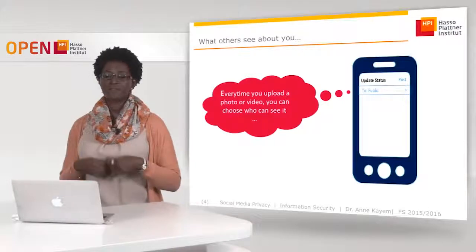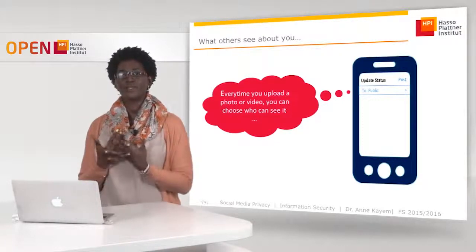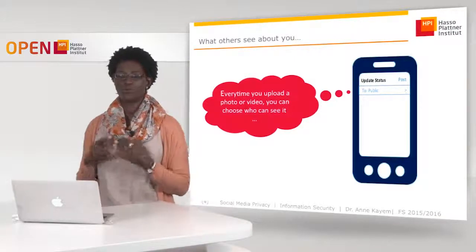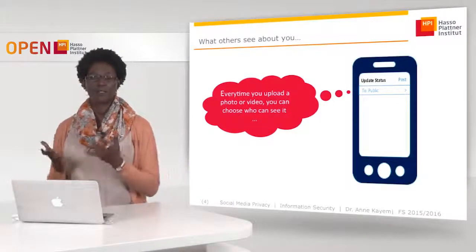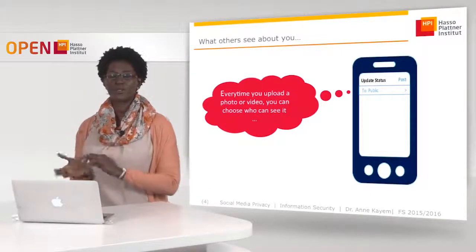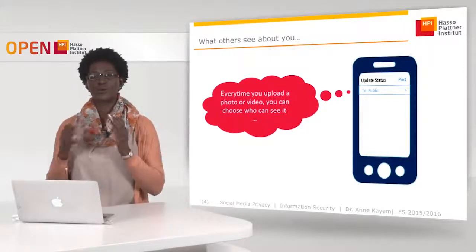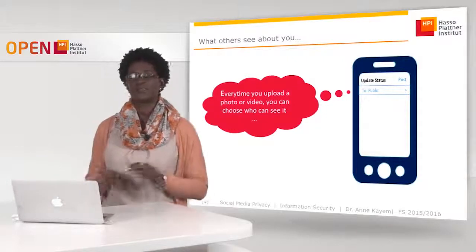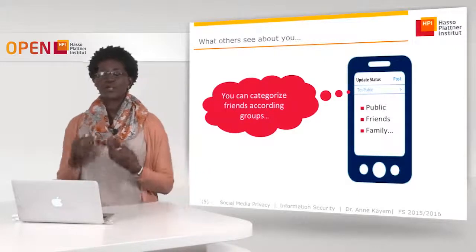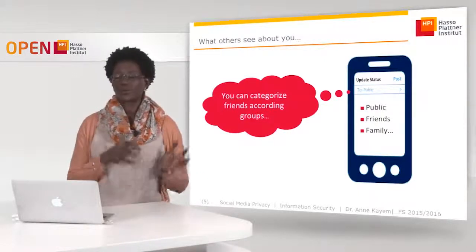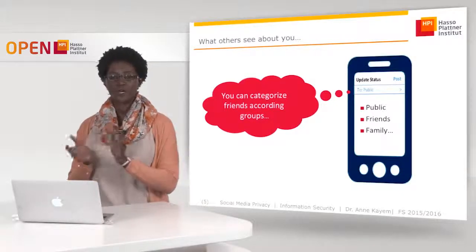So what do others see about us? For example, every time we upload a photo, every time we upload a video, we need to choose who we want to see this information. If, for example, we choose to make this information visible to the public, then we need to accept that everybody is going to see this photograph or this video and make conclusions about it.